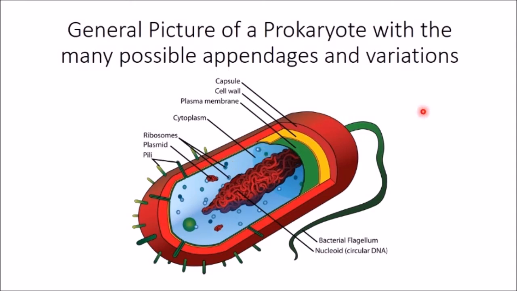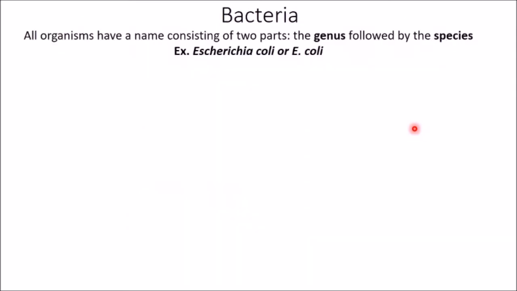So the next thing we're going to go through is just different microbiology stuff that you should know. We're going to deal with bacteria from now on. All organisms have a name consisting of two parts, the genus followed by the species. So Escherichia coli, or E. coli, is how you would call Escherichia coli. Notice it's italicized, and notice that the species is lowercase while the genus is always uppercase. And you can abbreviate it by putting just the first letter.